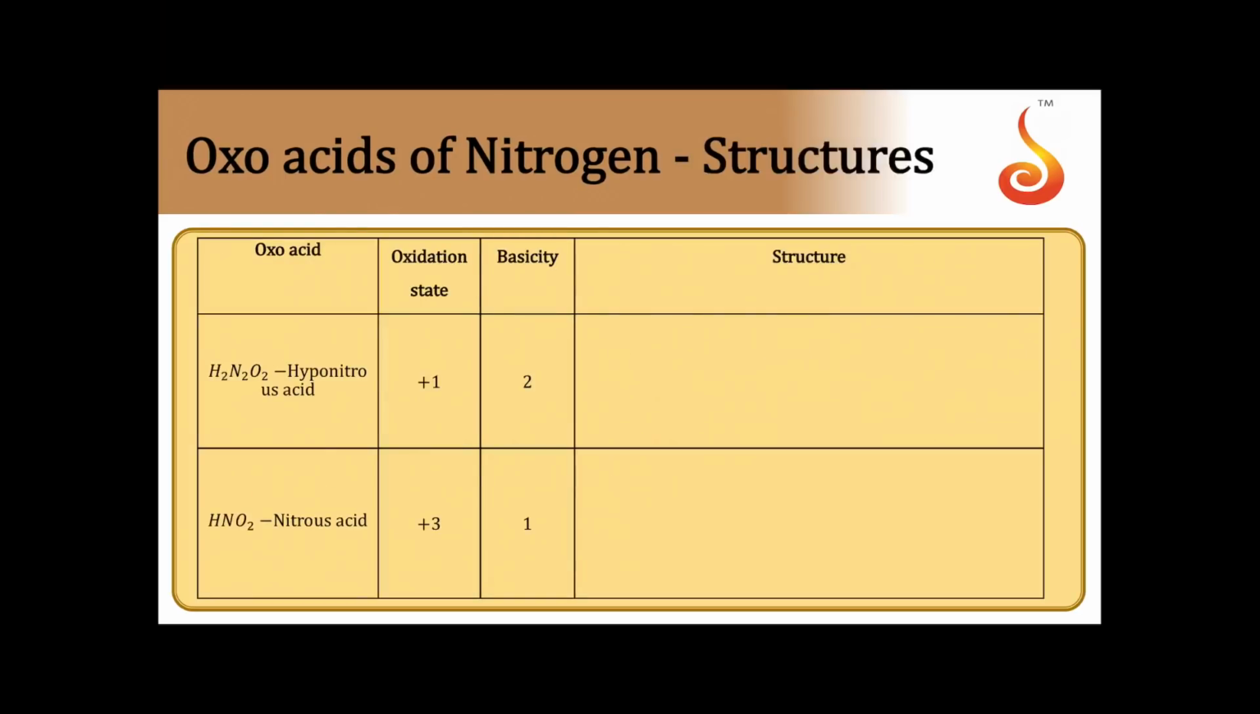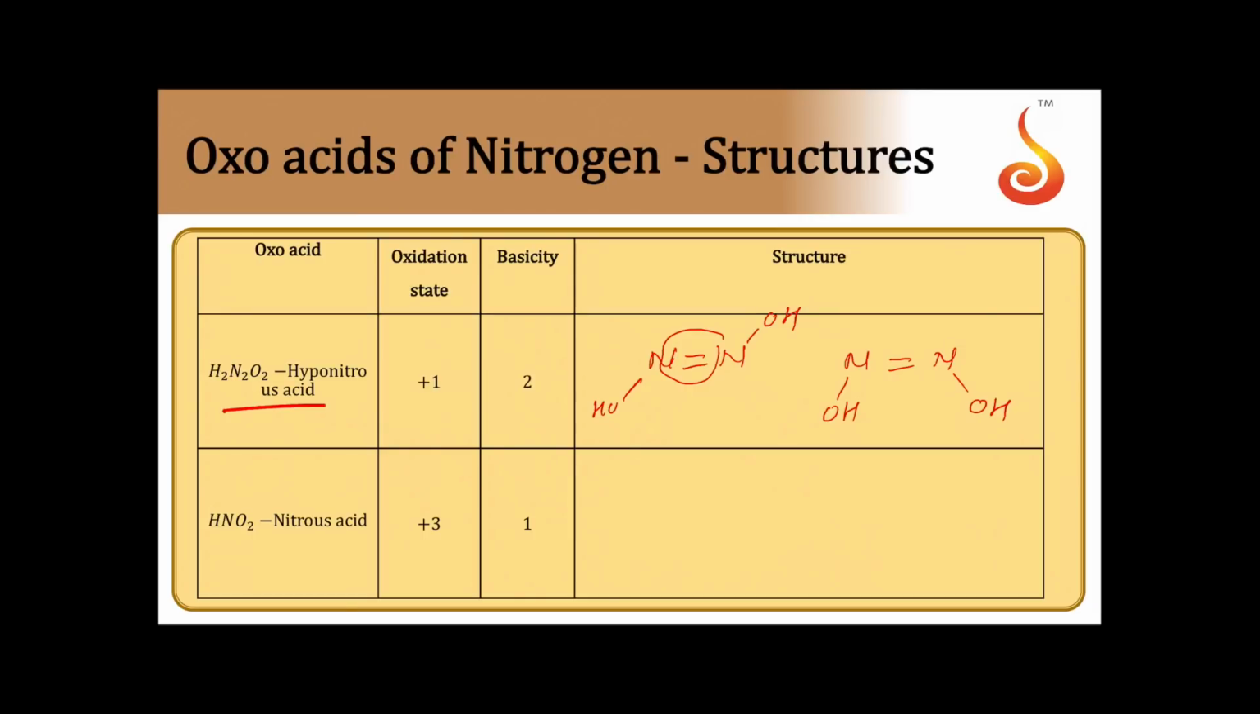Let us now see the structures of these molecules. In hyponitrous acid the basicity is 2. Here N2 and there are 2 OH groups. One OH group like this, the other can be taken like this. Because of the double bond present here, it has 2 different forms, anti and syn structures. We can have one more form of this type.